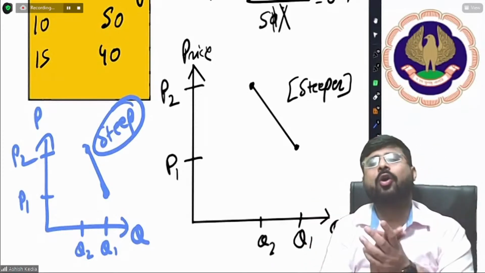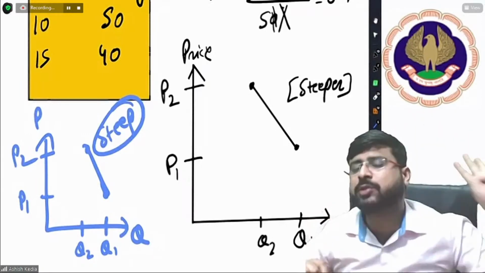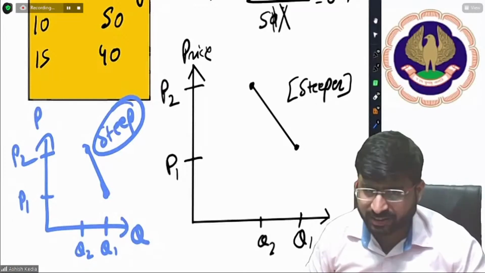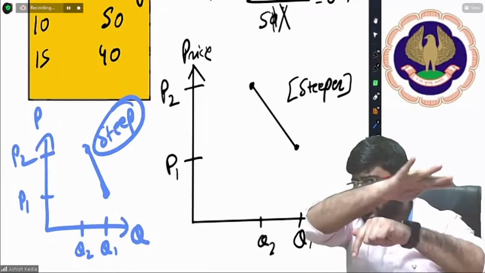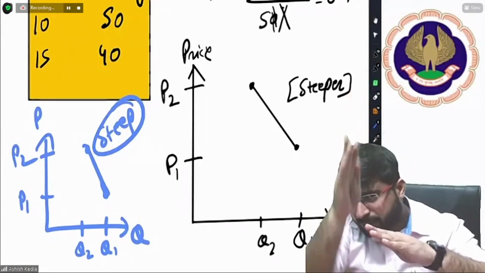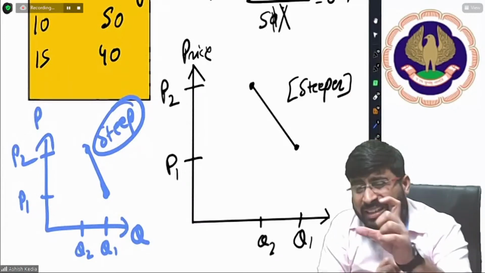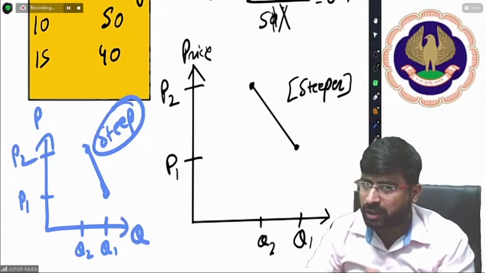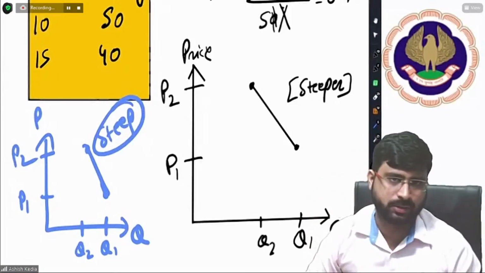So we have understood four types of elasticity till now. Number 1 was perfectly elastic demand. Number 2, perfectly inelastic demand. In perfectly elastic demand, the curve was horizontal, parallel to the x-axis. In perfectly inelastic demand, the curve was vertical, parallel to the y-axis. In relatively elastic demand, the curve was downward sloping but relatively flatter. And in relatively inelastic demand, the curve was steeper.